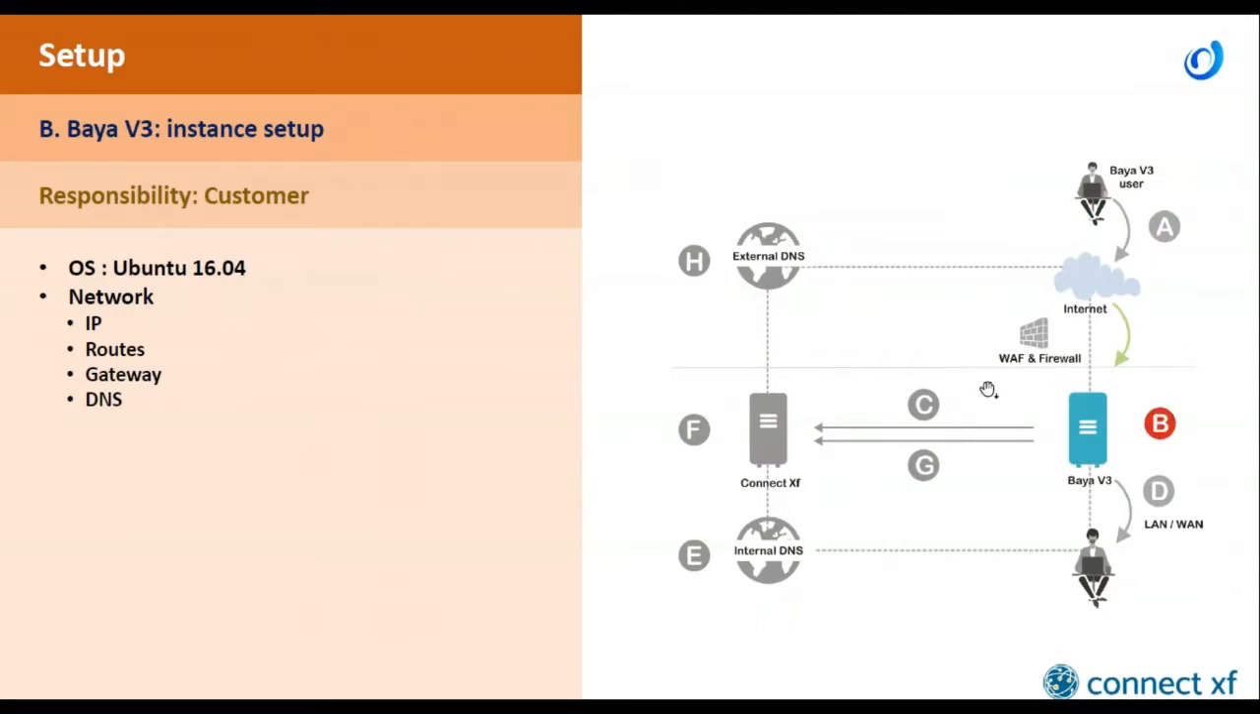Connection point B is actually the BIA v3 instance. Here you have to provide the setup, the hardware, with OS Ubuntu 16.04, and the network given to this instance with IP, routes, gateway and DNS. So this is the BIA v3 server where you will have to provide the IP, routes, gateway and DNS, and the OS pre-installed with Ubuntu 16.04.